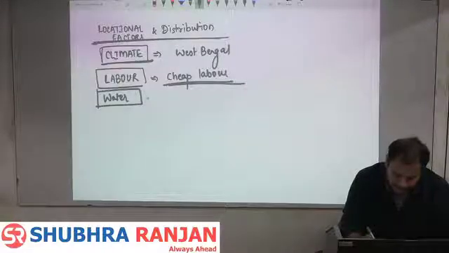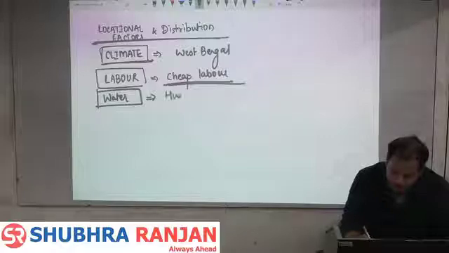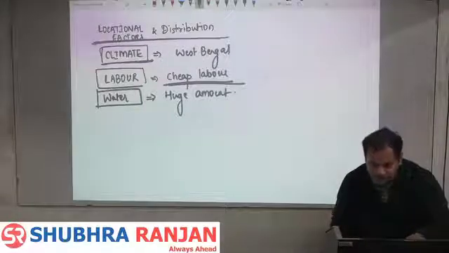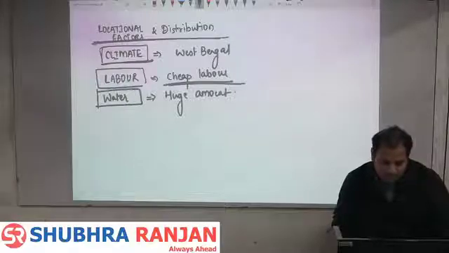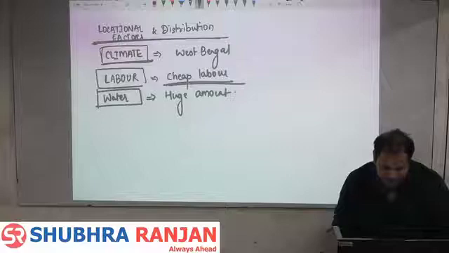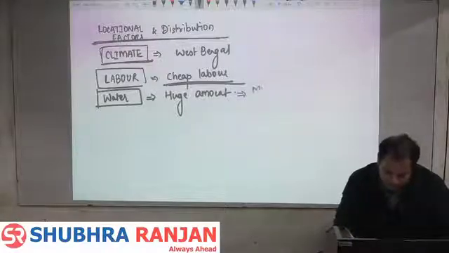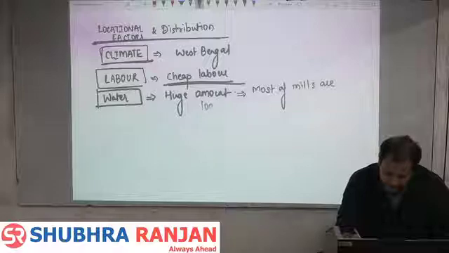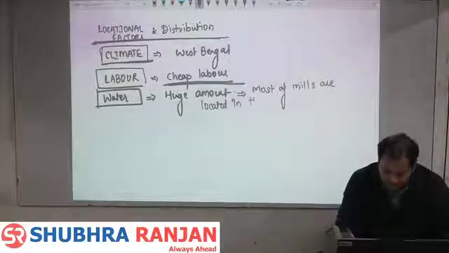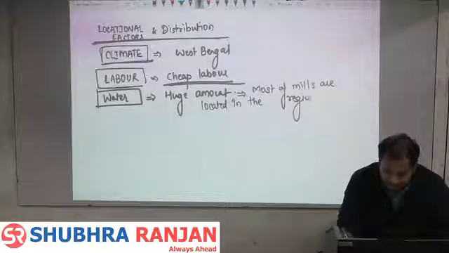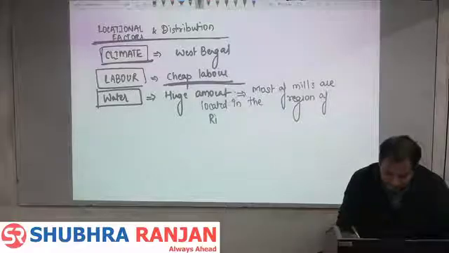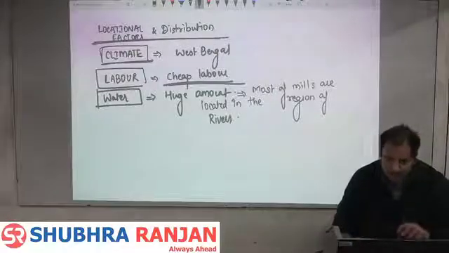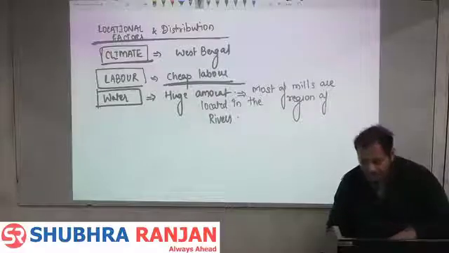Water. Jute requires a huge amount of water, and therefore most of the mills are located in the region of rivers. A lot of water is needed for jute, so mostly located in the region of rivers.